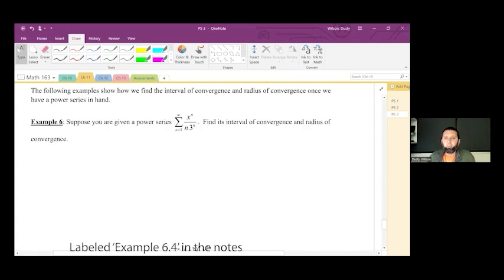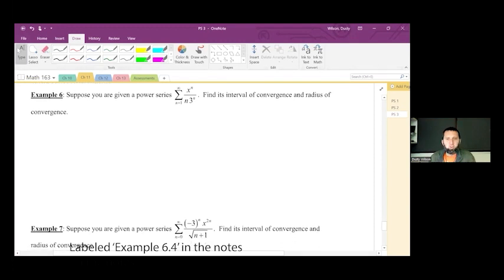The following examples show how we find the interval of convergence and radius of convergence once we have a power series in hand. So example 6. Suppose you're given a power series, the sum from n equals 1 to infinity of x to the n over n times 3 to the n. Find its interval of convergence and radius of convergence.